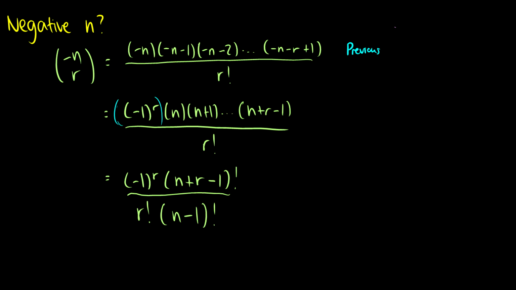So negative n choose r is just negative 1 to the r times n plus r minus 1 factorial over r factorial times n minus 1 factorial, which simplifies to n plus r minus 1 choose r times negative 1 to the r, because this is just the definition of n plus r minus 1 choose r. What's interesting is that when we have a negative n, we end up with the combinations with repetition formula, with, of course, this negative 1 to the r, which depends on whether r is even or odd. It's kind of an interesting result.